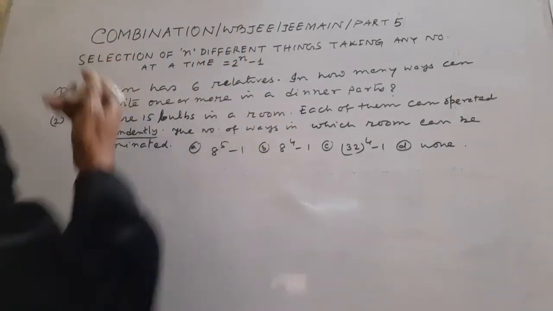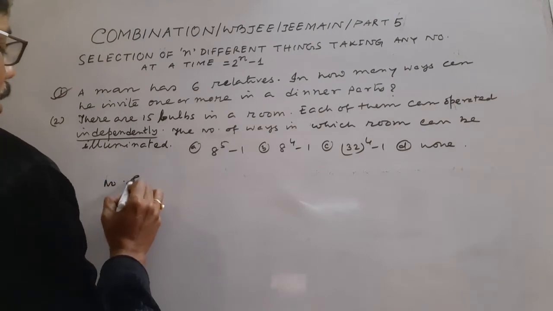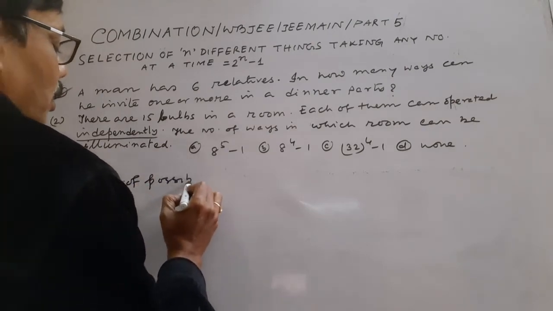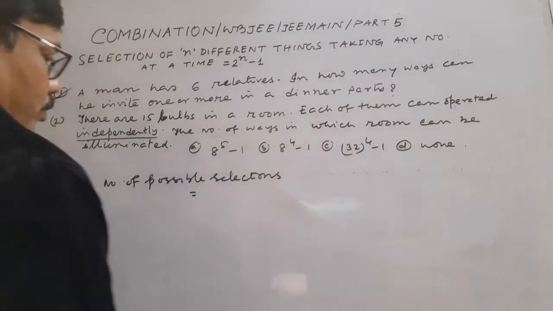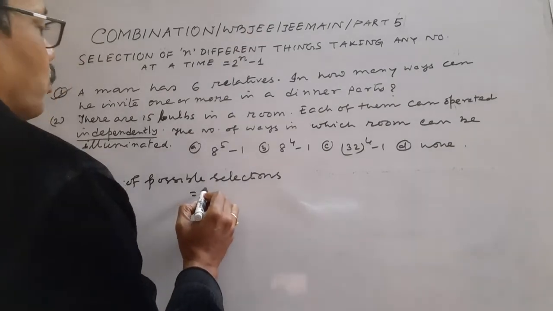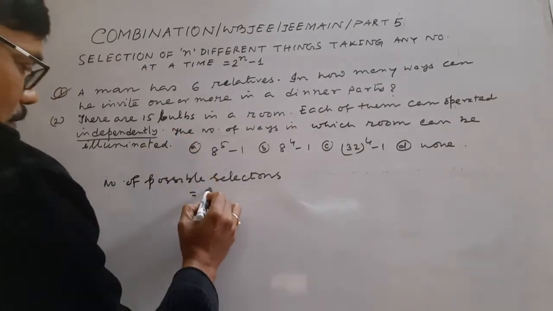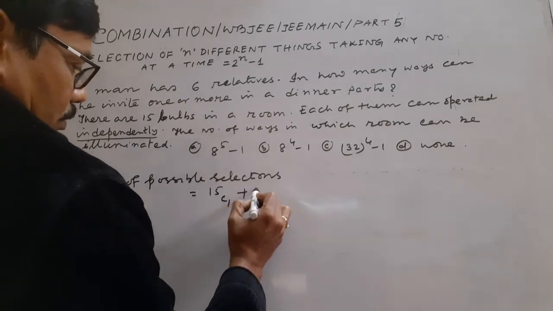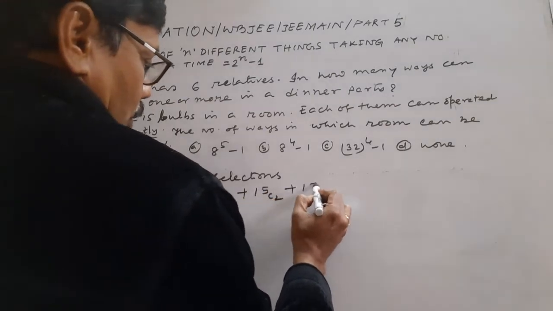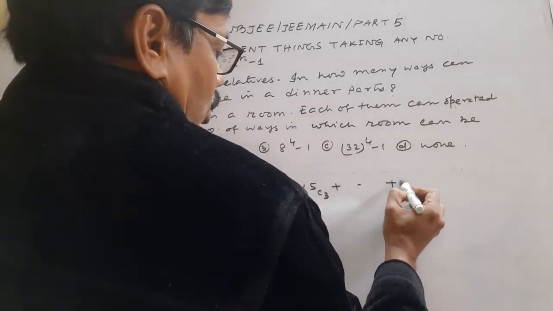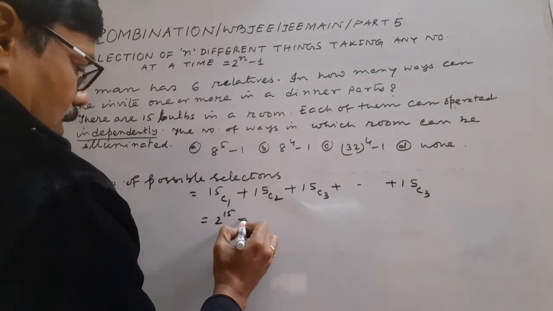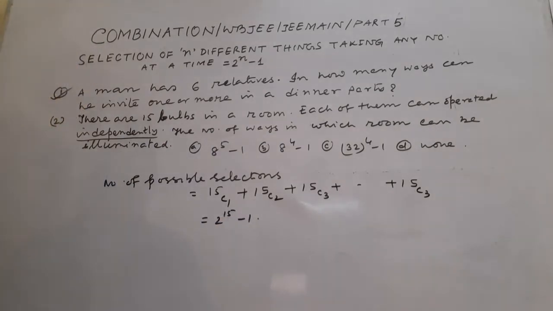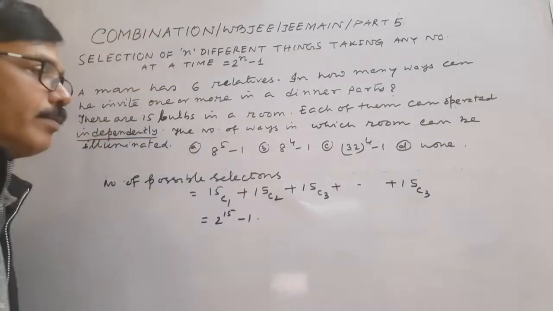So the number of possible selections equals, out of 15 bulbs we can switch on one or two at a time or three at a time or all at a time. So this is 2 to the power 15 minus 1. So this is our answer.